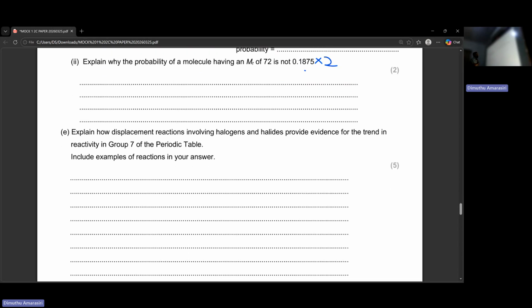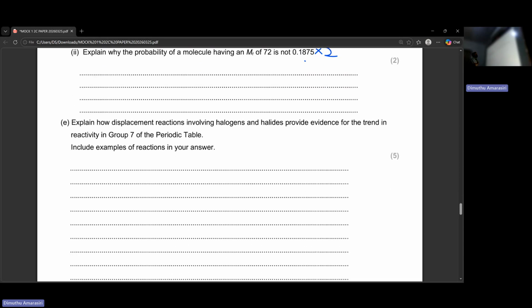Explain how displacement reactions involving halogens and halides provide evidence for the trend in reactivity. Include examples. 5 marker. Give an example like this. When chlorine is added to sodium bromide, a displacement reaction occurs. Chlorine becomes sodium chloride, it becomes the ion, and bromide is converted to bromine.